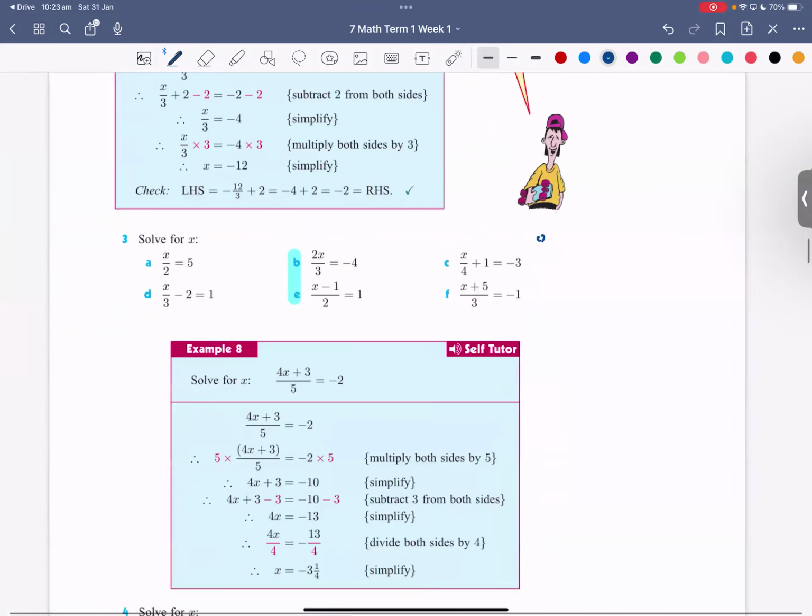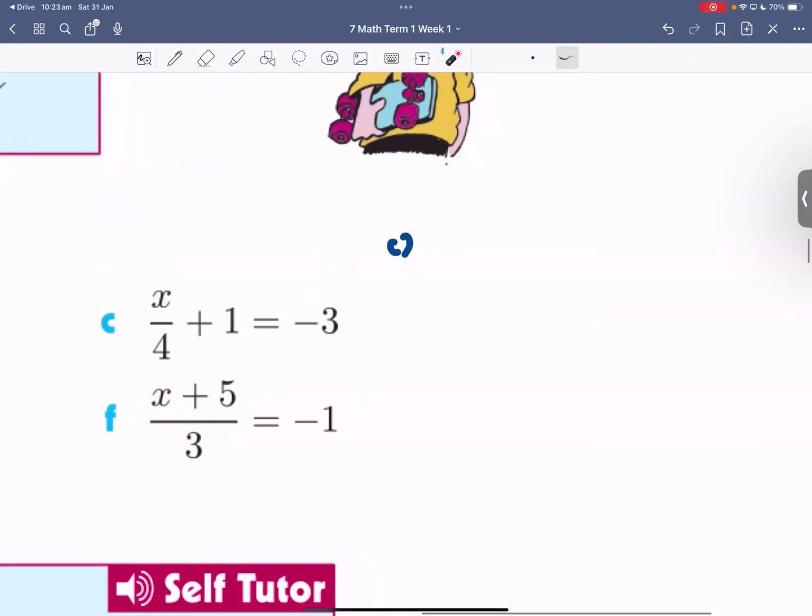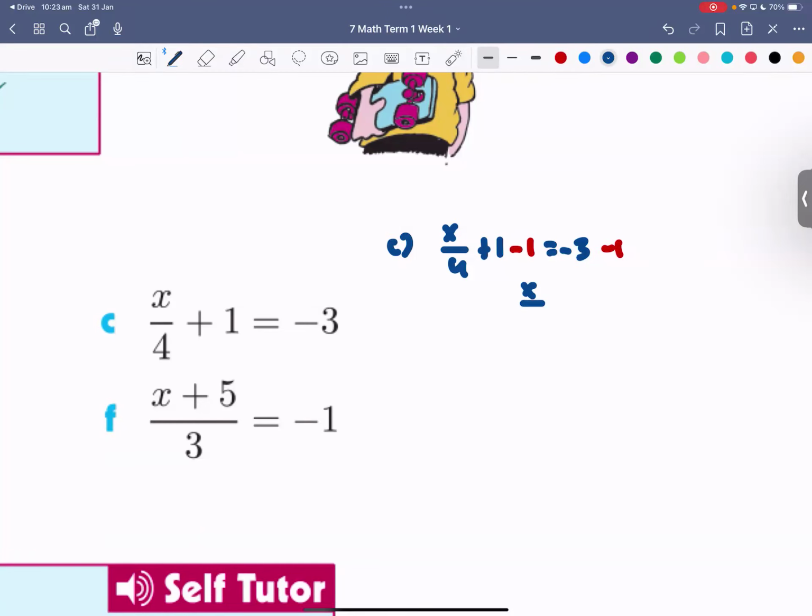All right. How did everyone approach C? How do you get rid of the plus 1? Minus 1. Yes, to get rid of plus 1, you do minus 1. All right. So then you minus 1 from both sides. Oh, I know what some people did. They just took it to the other side, which is kind of correct. All righty. So that becomes x over 4. And yes, what's minus 3 minus 1?